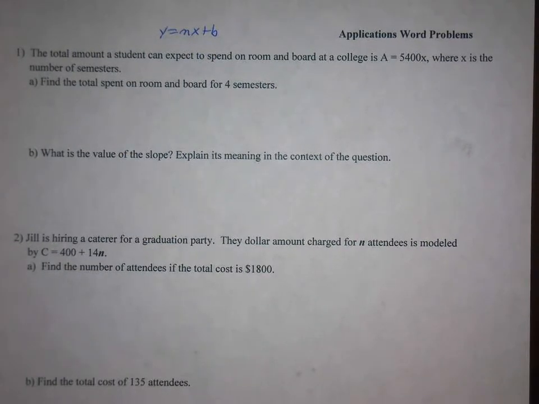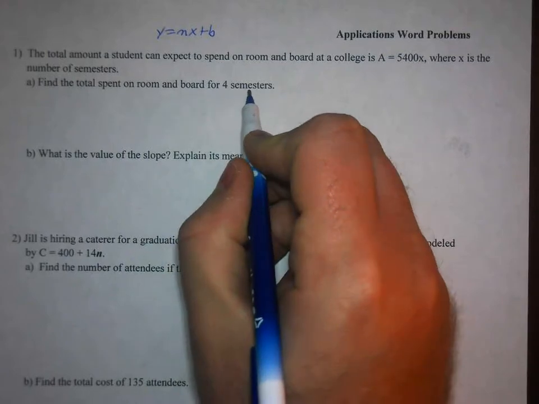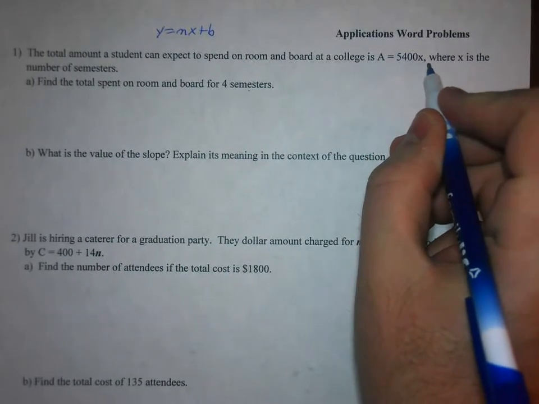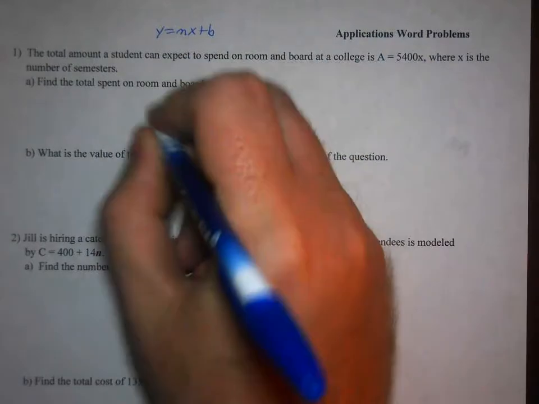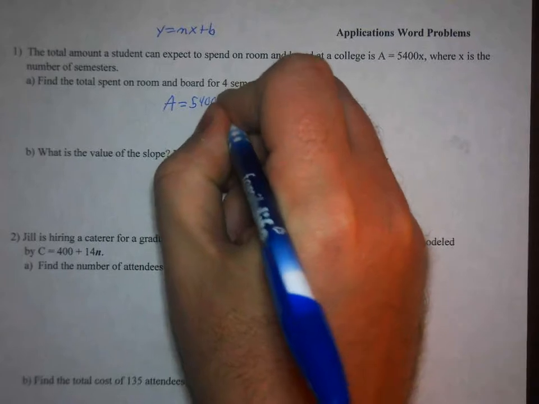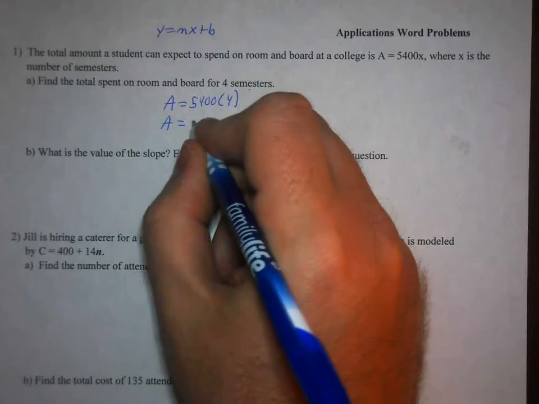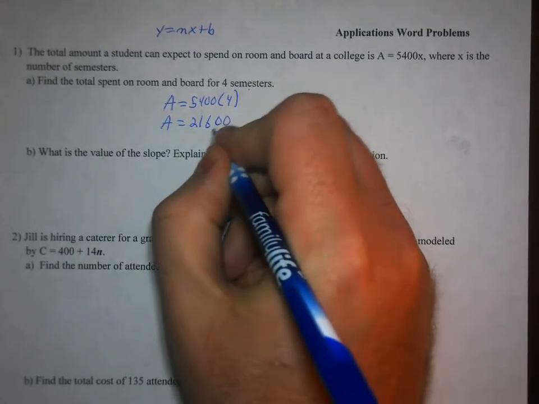So number 1, the total amount a student can expect to spend on room and board at a college is A equals 5,400x, where x is the number of semesters. Find the total spent on room and board for 4 semesters. Well, if x is the number of semesters, and we have 4 semesters, we can take our equation and put 4 in place of x. So A, the amount spent, would be 5,400 times 4. And when you do that calculation, you end up with $21,600.